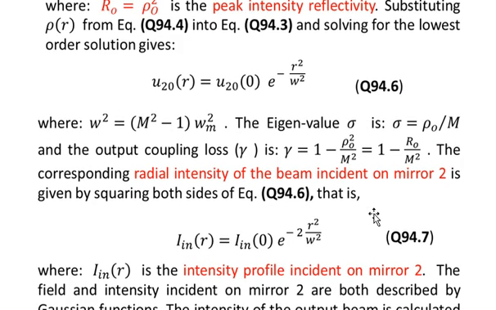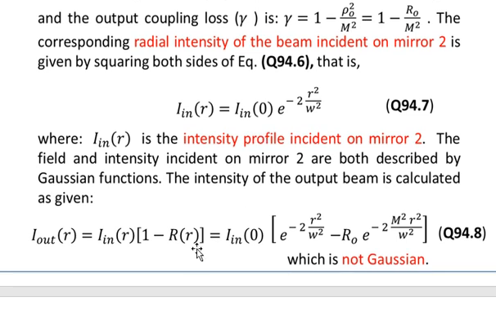So you see that equation number 6 and equation number 7, that is the field incident on the mirror 2 and the intensity incident on the mirror 2, both have Gaussian profiles. But the intensity which is transmitted through the mirror 2 and forming an output beam is not Gaussian, as obvious from this term in the square bracket.